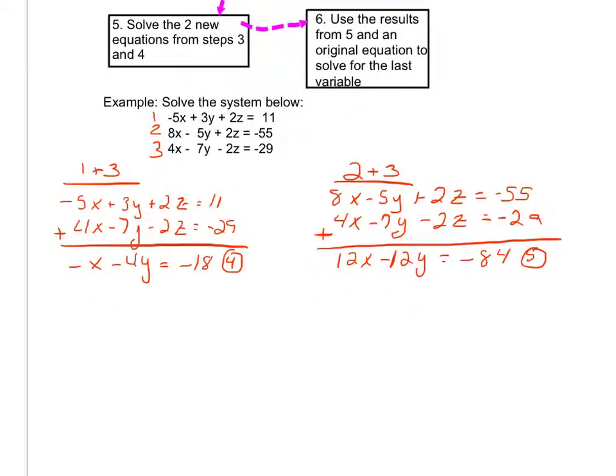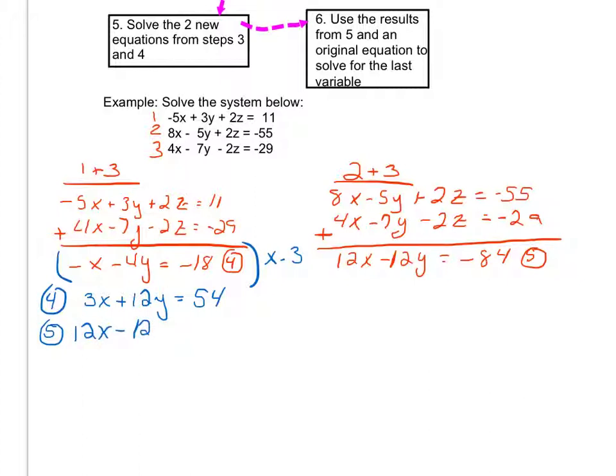Okay, and so I'm going to solve 4 and 5 now. Looking at 4 and 5, I can see that if I multiplied equation number 4 by negative 3, I would have a positive 12y and a negative 12y. So I'm going to multiply number 4 by negative 3. And then number 4 becomes 3x plus 12y equals 54. And I'm going to leave number 5 as it is. I have 12x minus 12y equals negative 84. So notice I'm using elimination here. I could have used substitution if I'd wanted to because it would have been fairly easy to get this x here by itself.